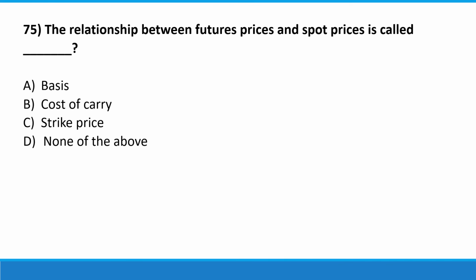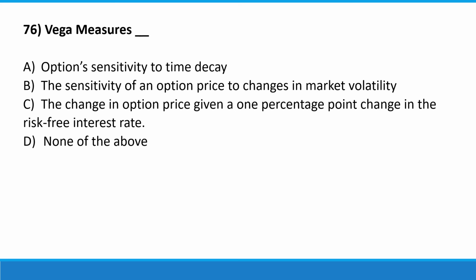The relationship between futures price and spot prices is called option A, basis, option B, cost of carry, option C, strike price, and option D, none of the above. The sensitivity of an option price to changes in market volatility, option C, the change in option price given a 1 percentage point change in the risk-free interest rate, and option D, none of the above. The correct answer is option B, the sensitivity of an option price to changes in market volatility.